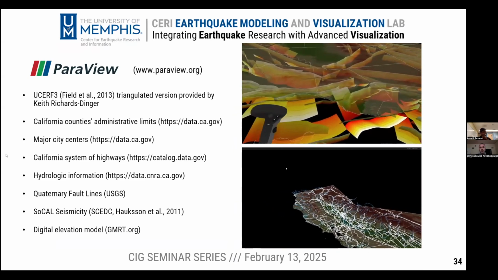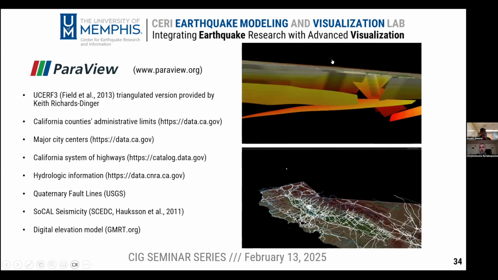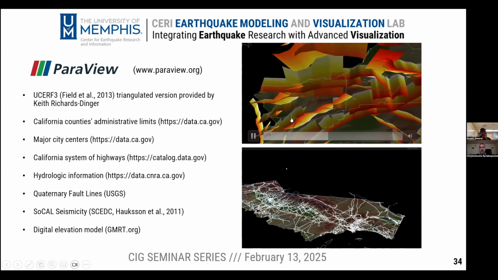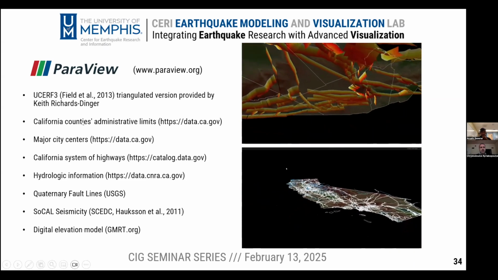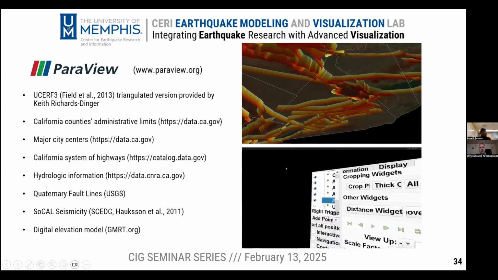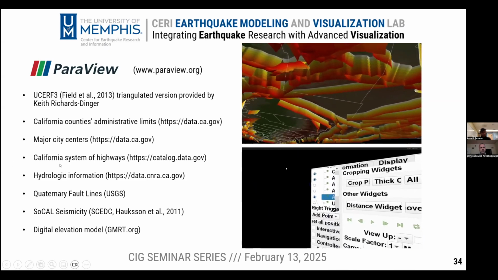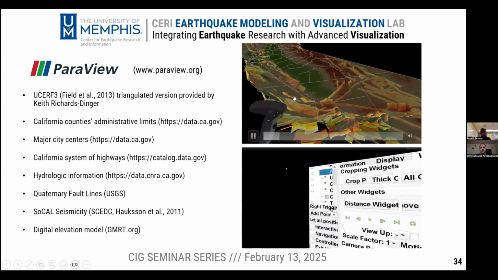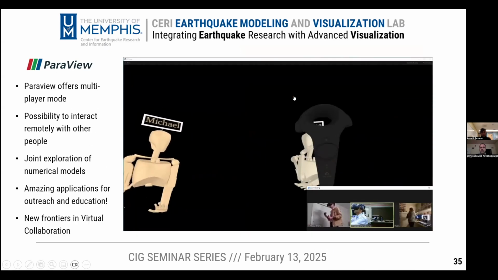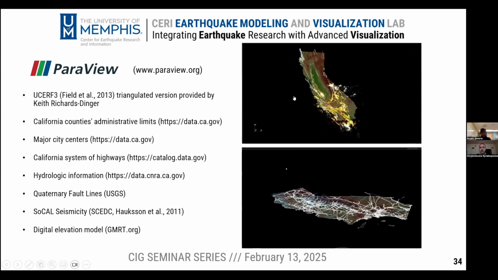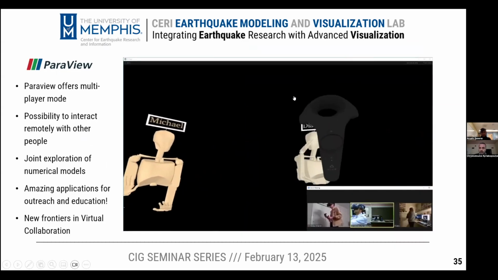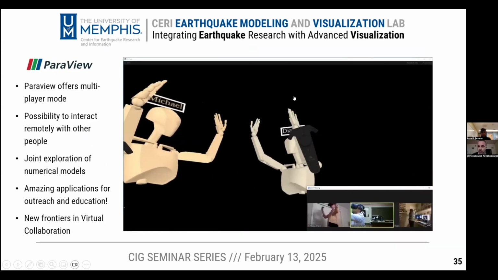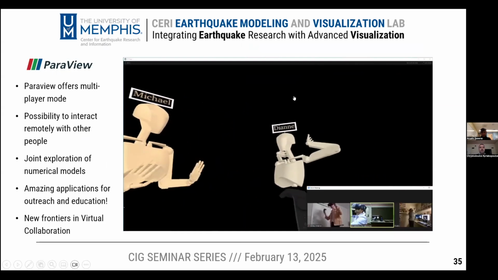The model we put up here had the faults, and the faults are colored by depth. We had many things implemented: the counties, seismicity, hydrologic information. And you can become a virtual traveler.